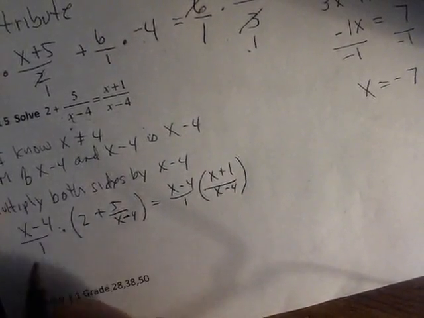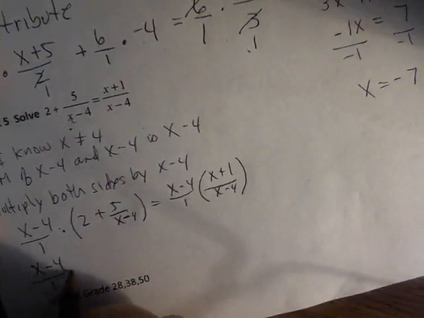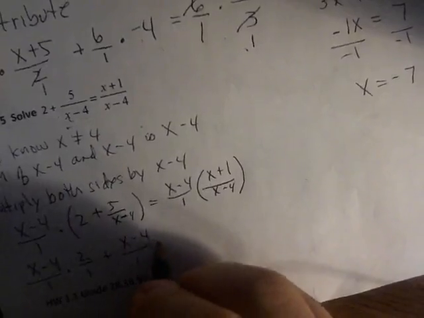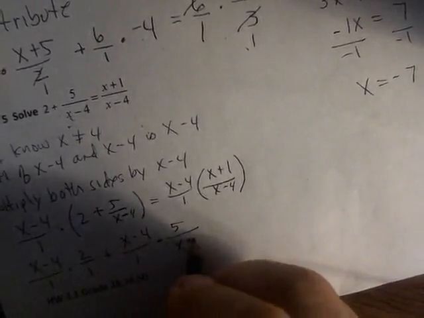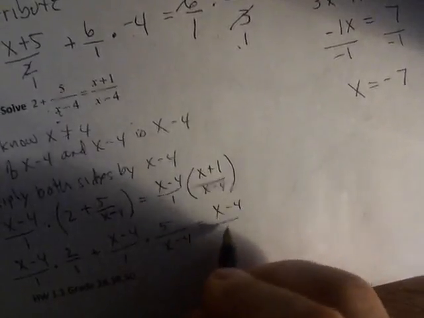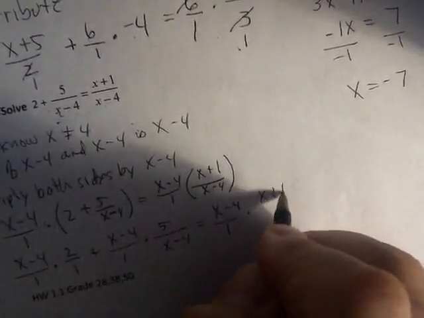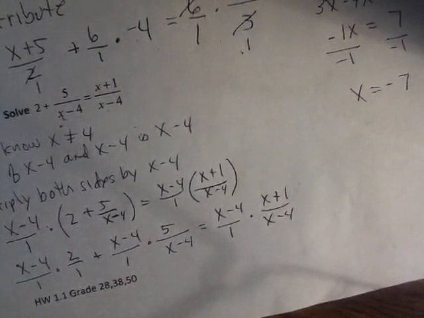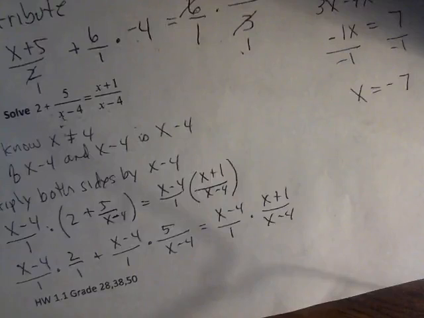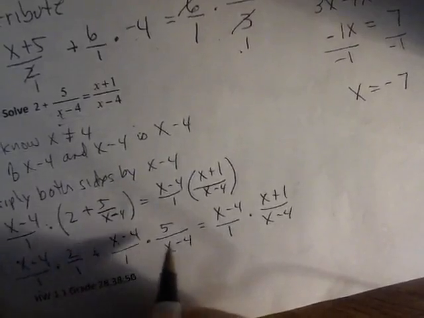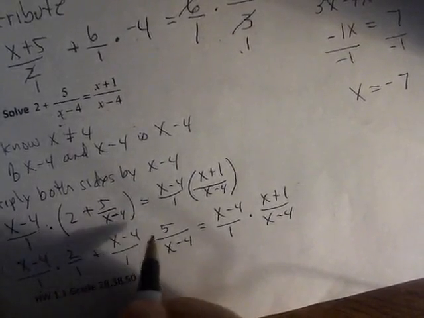So now I'm going to take the x minus 4 over 1 times 2 over 1. I'm going to take my x minus 4 over 1 times 5 over x minus 4. And I'm going to take my x minus 4 over 1 times x plus 1 over x minus 4. Now, as I look through in this first term here, they both have 1s. There's nothing to reduce. In this second term, I have to reduce the entire x minus 4 if I can.